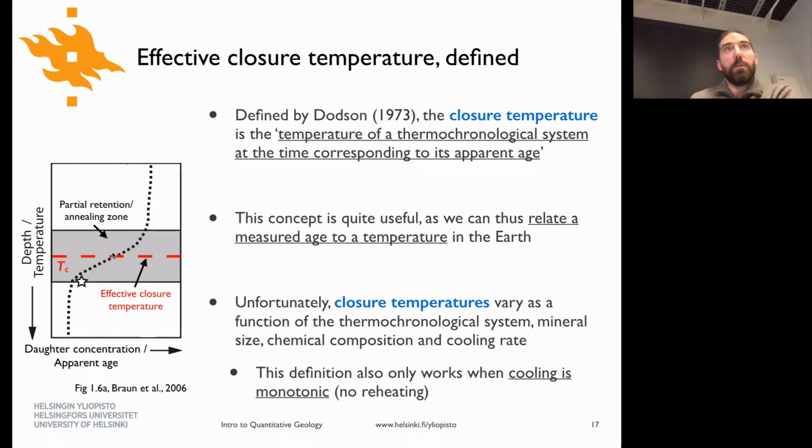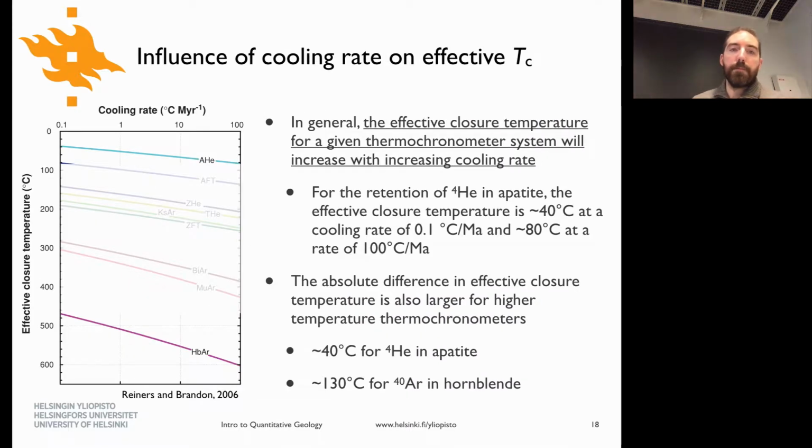This closure temperature will be different for different minerals and different for different daughter isotopes. So for helium or argon, the temperature will be different depending on which mineral you're looking at. So here's a little bit of information to maybe put some of the things we've been talking about in perspective.